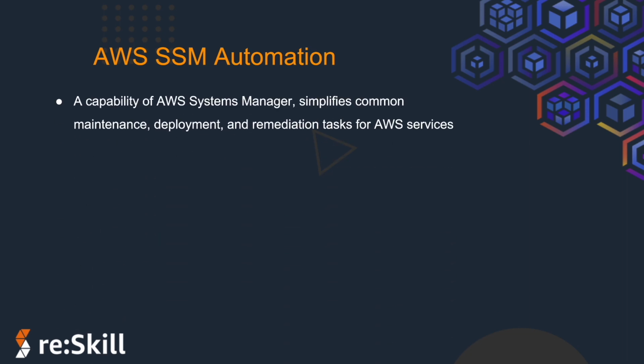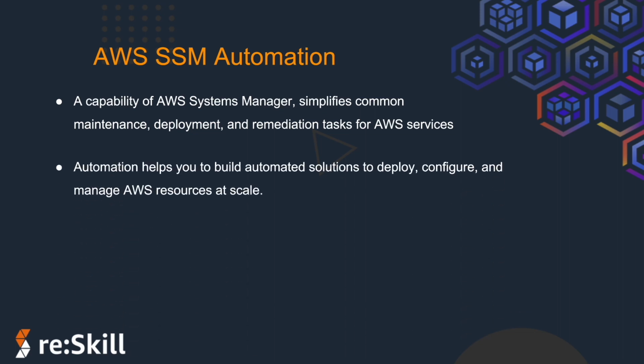Automation is a capability of AWS System Manager. It simplifies common maintenance, deployment, and remediation tasks for AWS services like EC2, Amazon RDS, Amazon S3, and many more. Automation helps you to build automated solutions to deploy, configure, and manage AWS resources at scale. That means you can implement automation across tens and thousands of servers across multiple accounts.